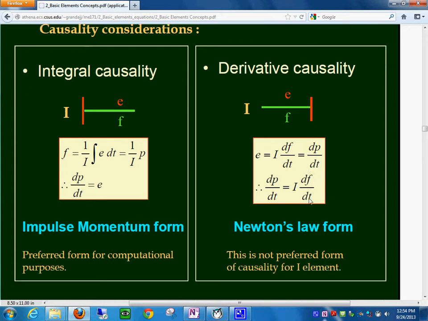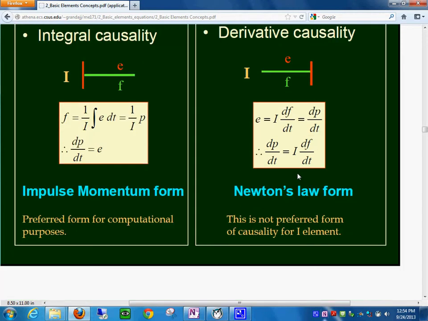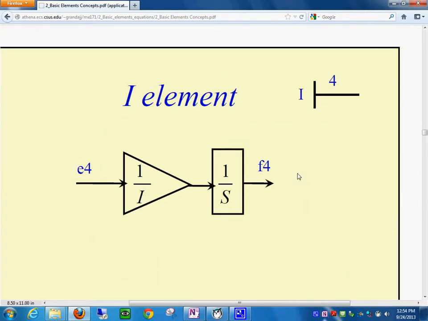Do you see here how you end up with the derivative on the right hand side? The I elements would be like this. The I elements also produce integral form and store kinetic energy. So this is how that I element is represented.